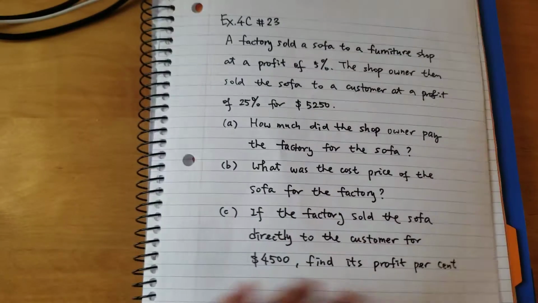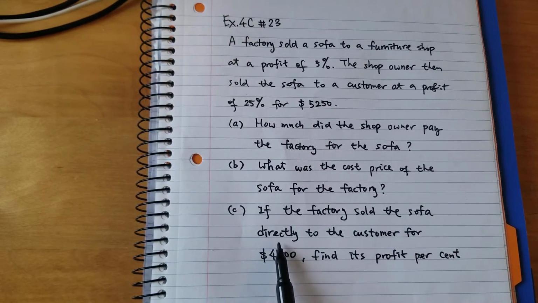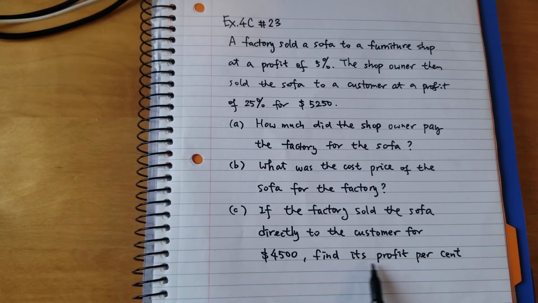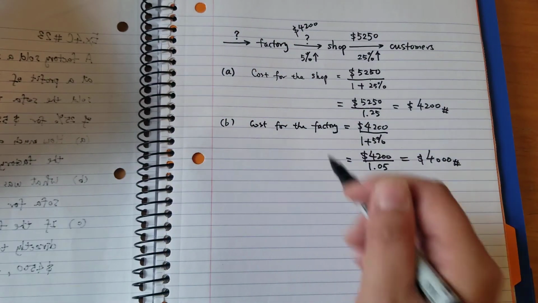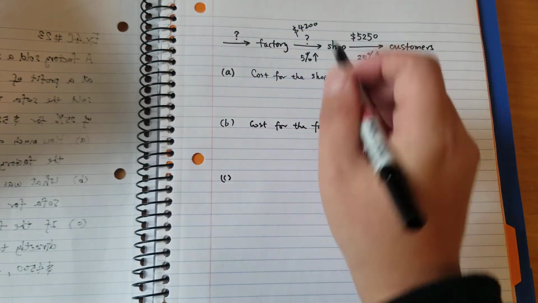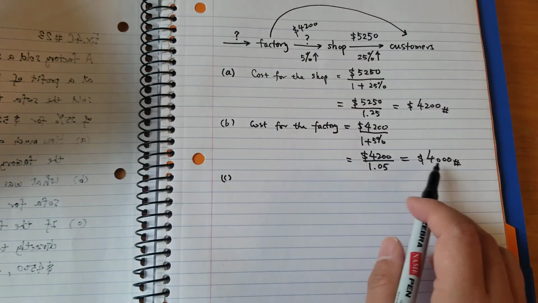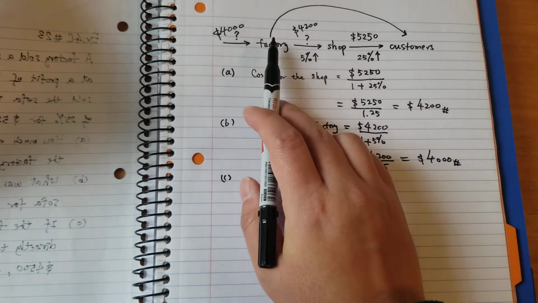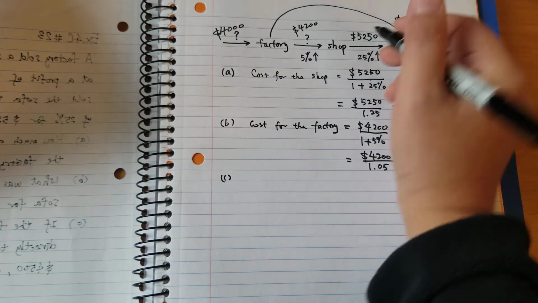Okay. Now finally part C. If the factory sold the sofa directly to the customer for this amount of money, find the profit percent. Okay. So directly from the factory to the customers, and the cost for the factory we have calculated. This is $4,000.